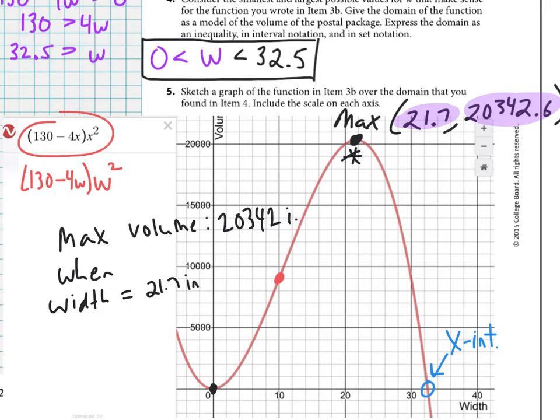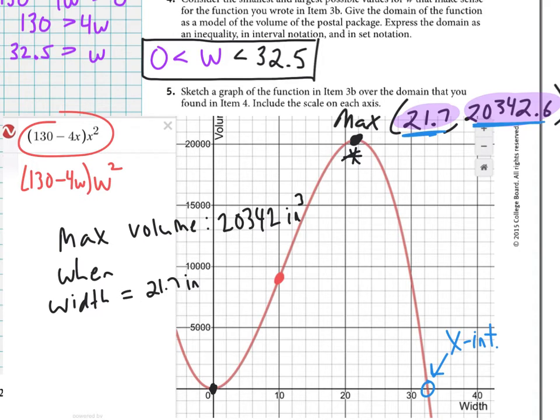Okay, the volume is in inches cubed. So the x and y coordinates can find you the maximum, but we need to know what they mean. The y value is the actual volume. The x is just the width that got you that volume. So if I ask you what is the maximum, you need to give me the y value. If I ask you where does that maximum occur, then you give me the x value. Make sure you can interpret both the x and y coordinates.